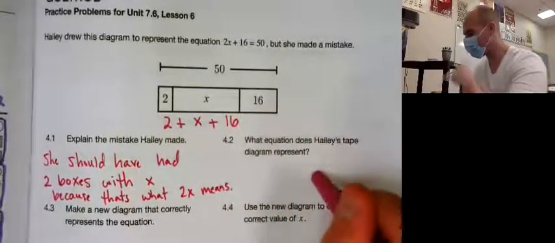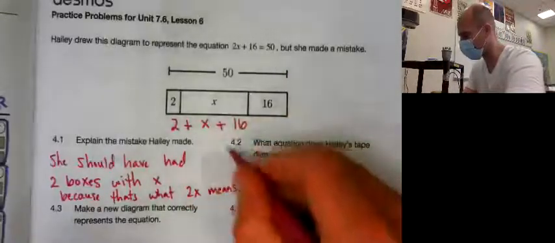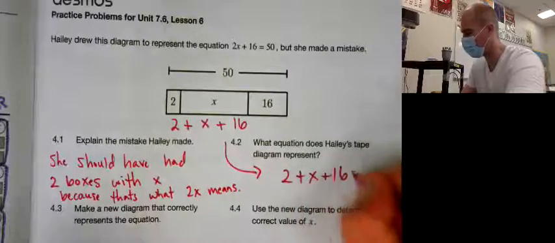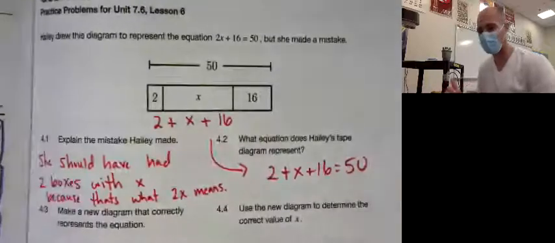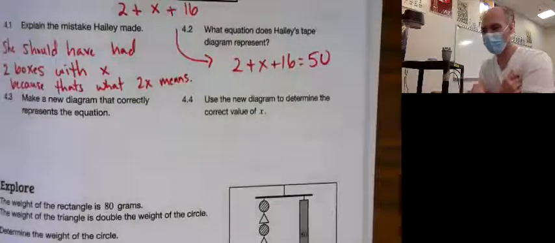So what equation does Haley's tape diagram represent? This one that I wrote right here. I'll just bring it down this way. 2 plus x plus 16 equals 50. That's the equation that she represented with her diagram there. And so, make a new diagram that correctly represents the situation.